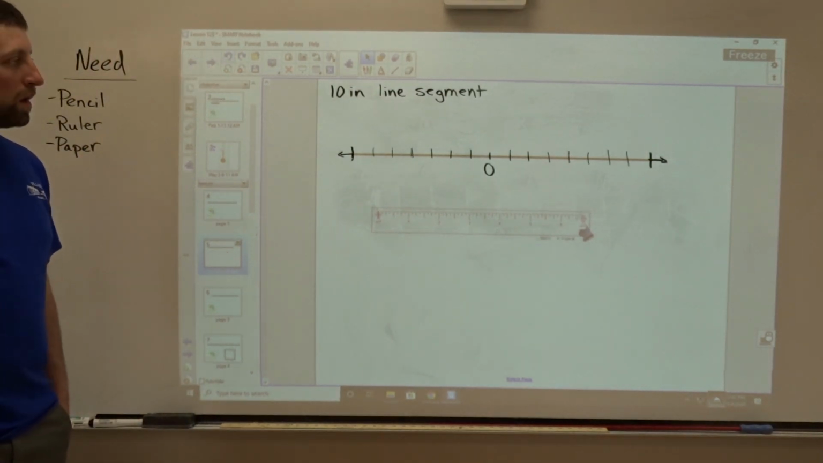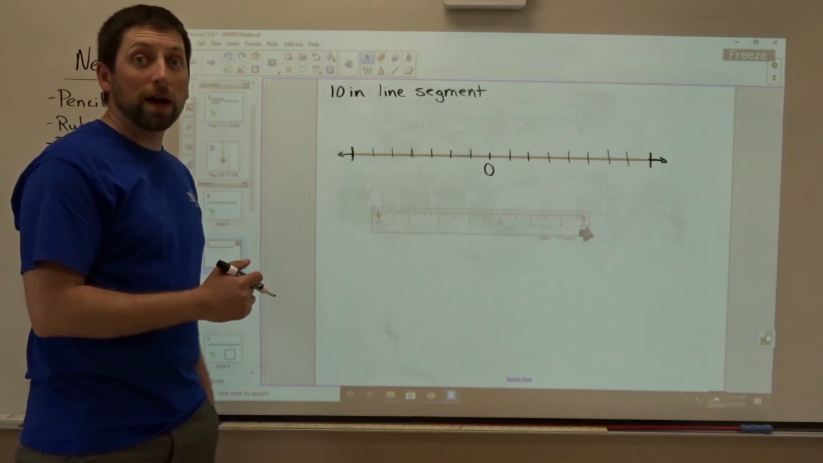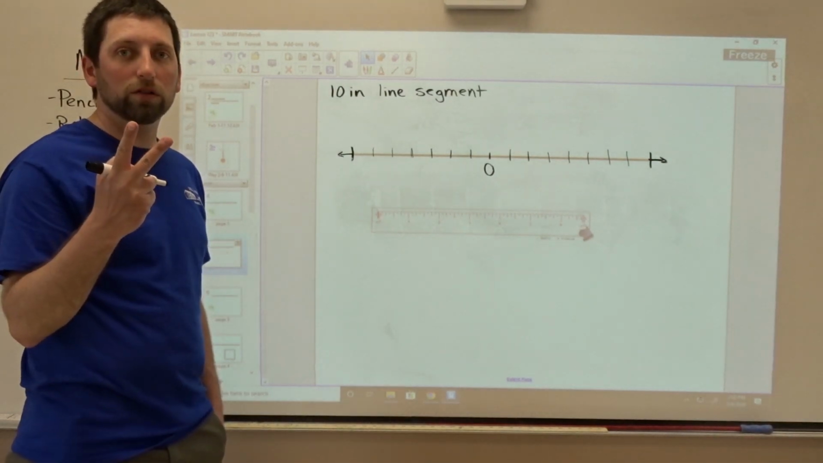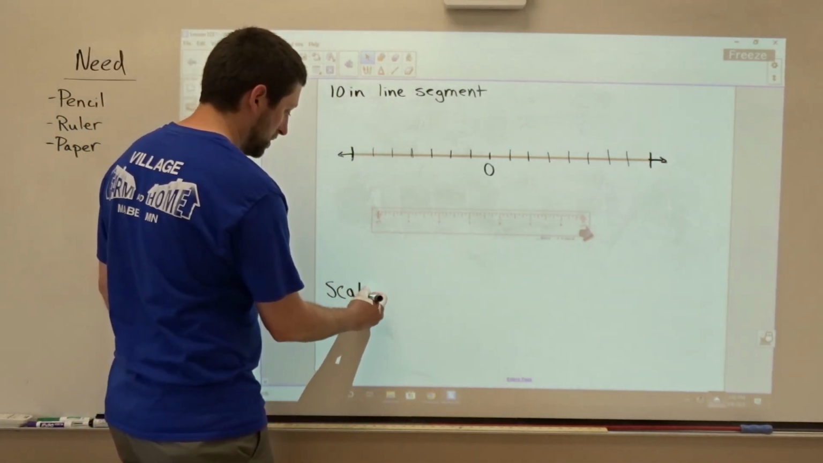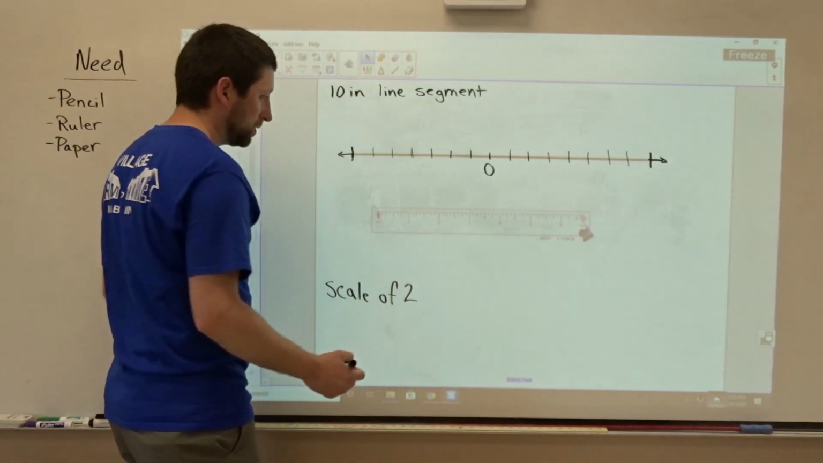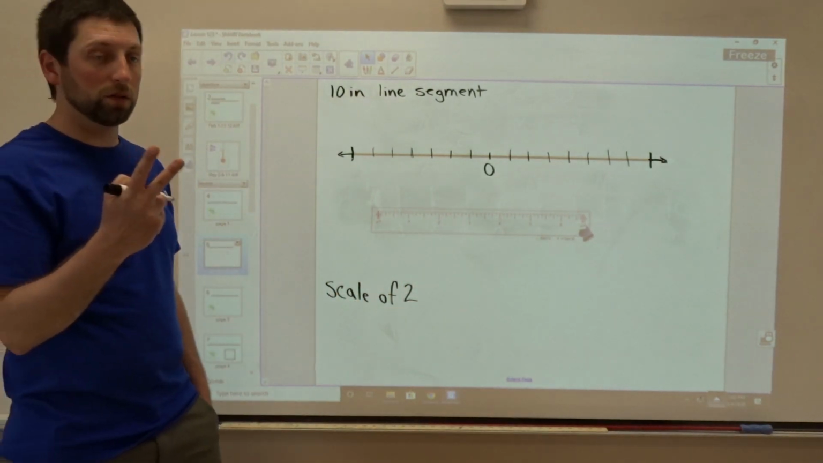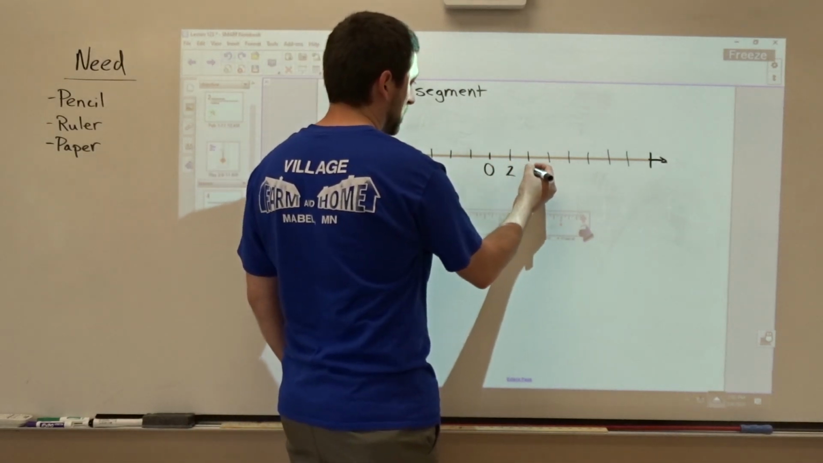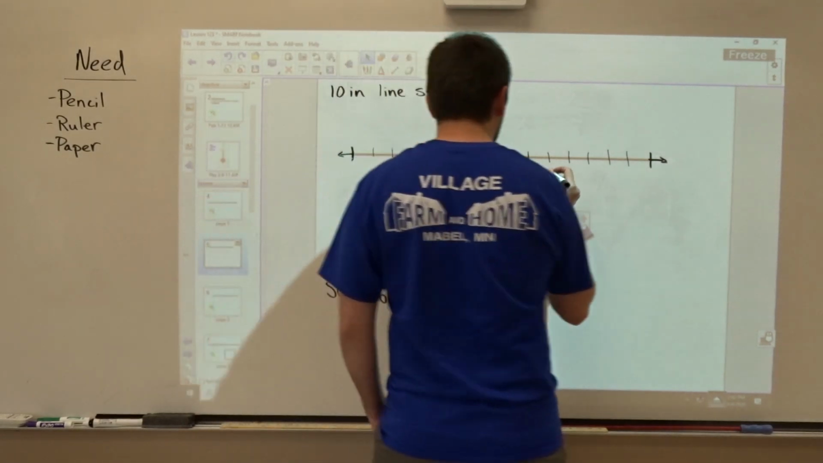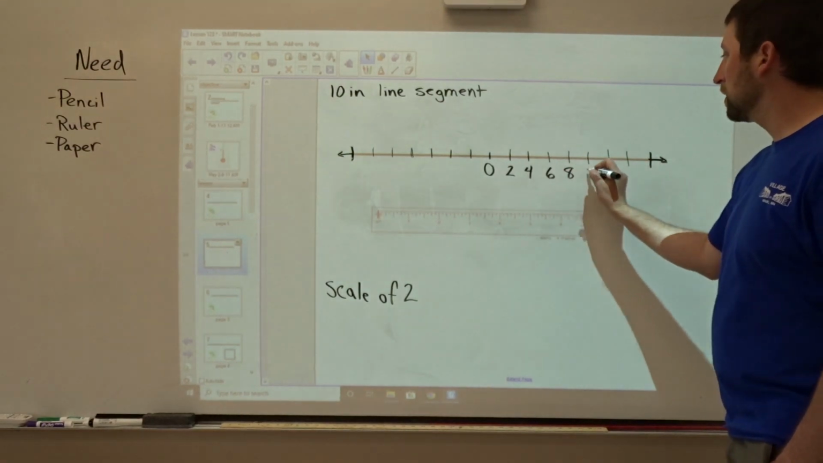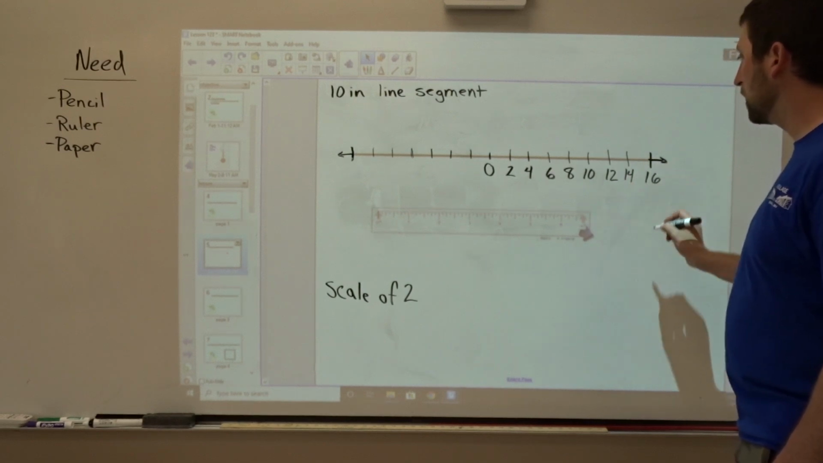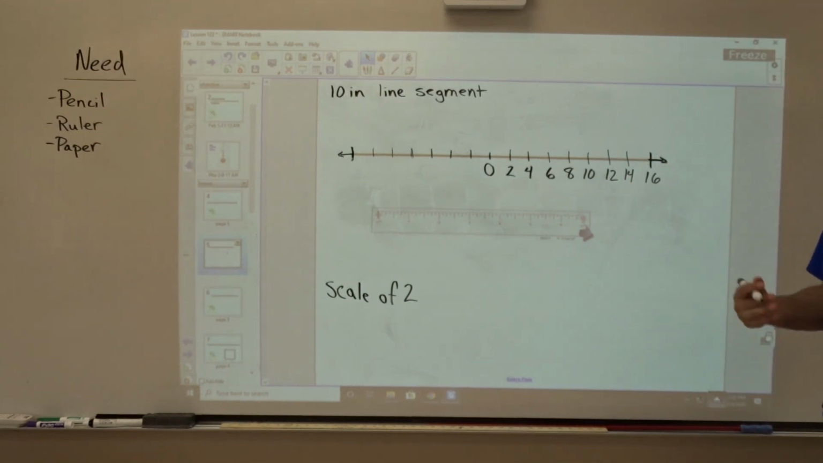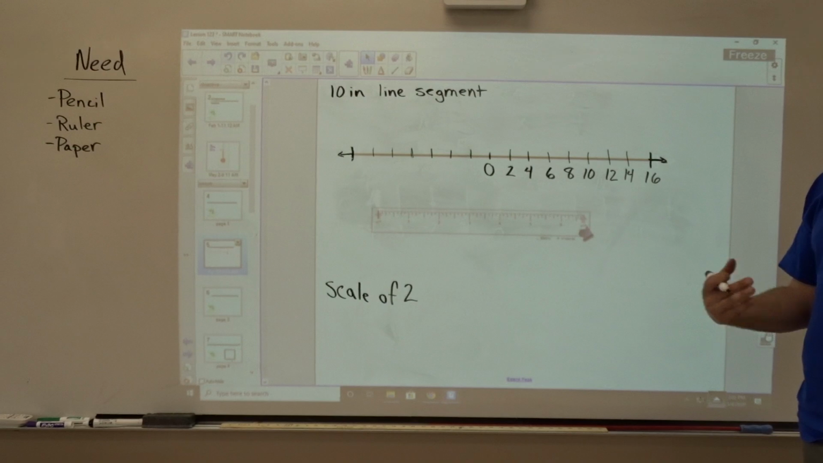Okay. Next step, I want to label the positive numbers here first, and we're going to be counting by 2 because I said this would be a scale of 2. So that means each mark here is 2. So this would be 2, 4, 6, 8, 10, 12, 14, and 16. Those are our positive numbers. They'd keep going on by 2: 18, 20, 22, 24, 26.